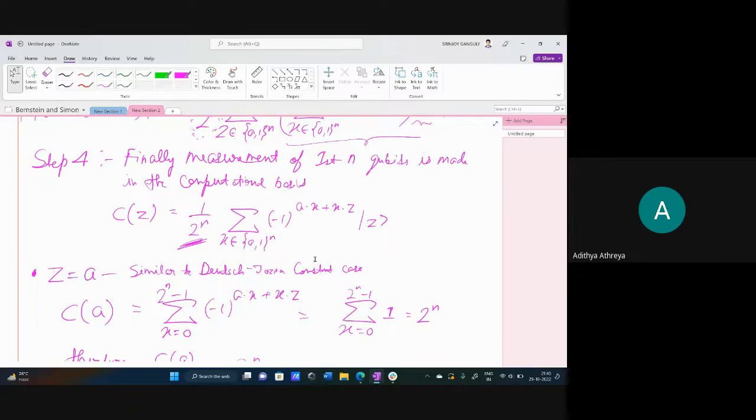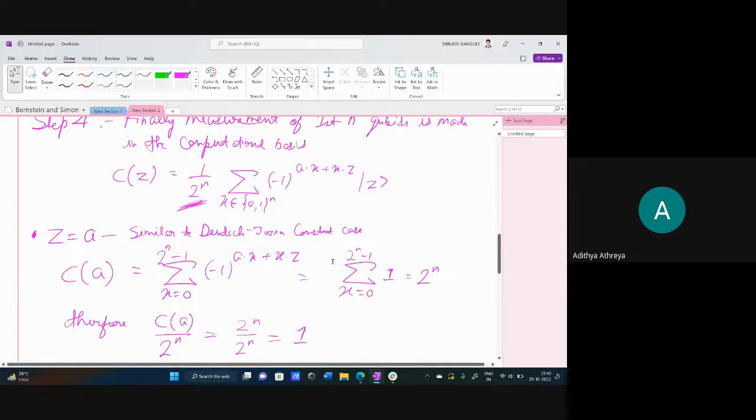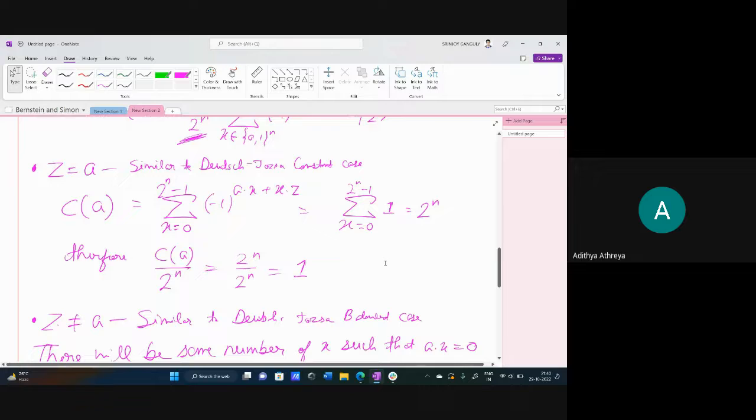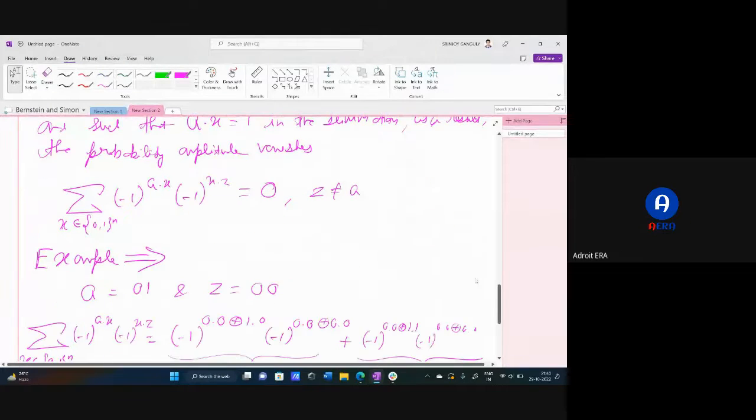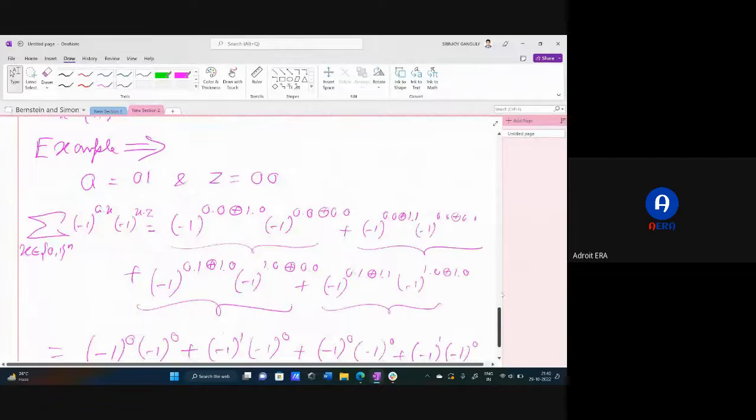Sir, can you scroll down? Actually, I'll just take screenshots of this so I can write them down at a better pace later. Yes, definitely, please take them. This is z is equal to a. Have you taken the screenshot? Yes, sir. And what about z not equal to a? Got it, sir. And the example, this is very important. Yeah, I have this, sir.